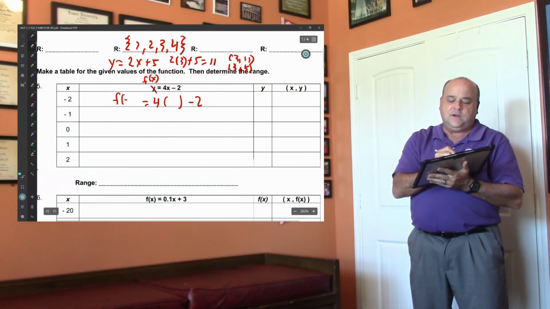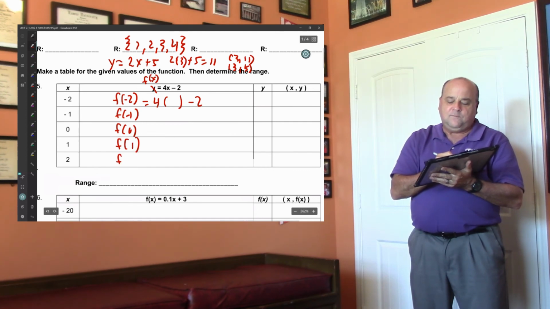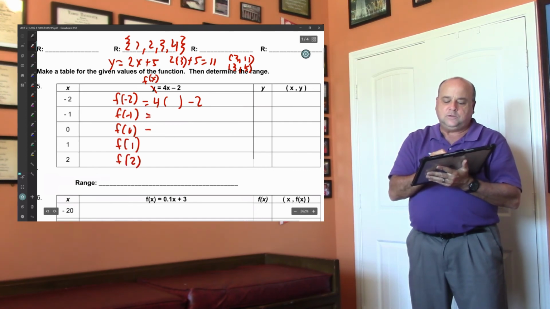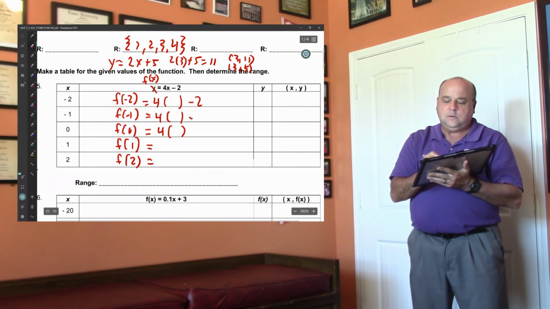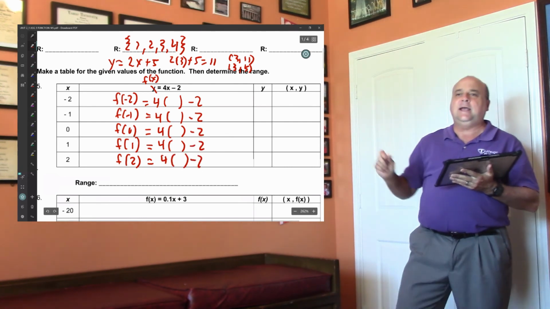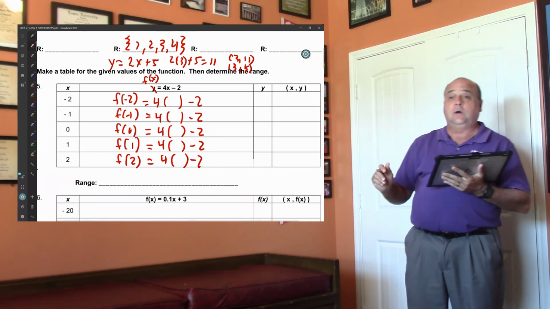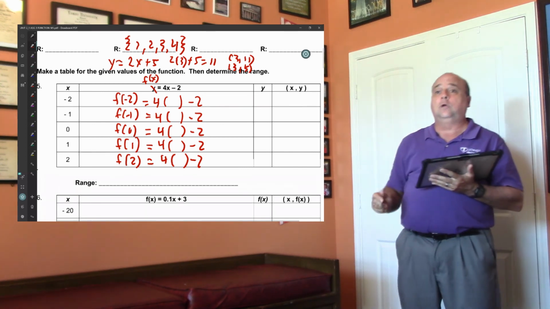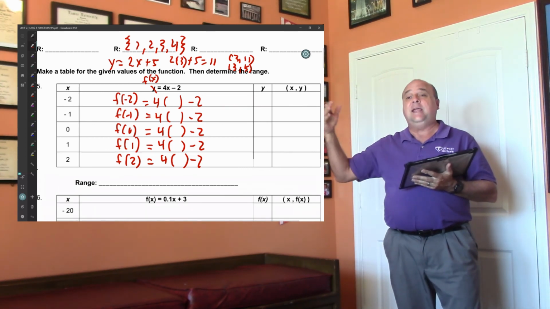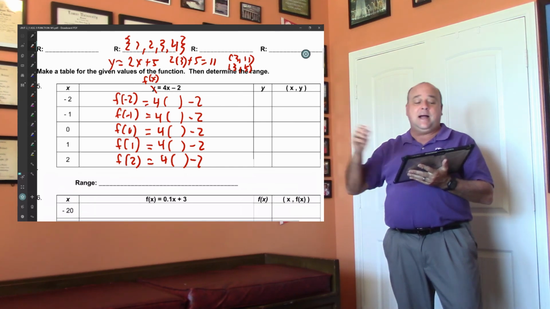So you would have f of negative 2, f of negative 1, f of 0. This is function of, right? And function of 2 equals, and then just do this. Okay, so what did I do to the x in these equations? All I did was replace the x with an empty parentheses, right? That's where my input will go, or my domains, right? The answers will be my range or my output.